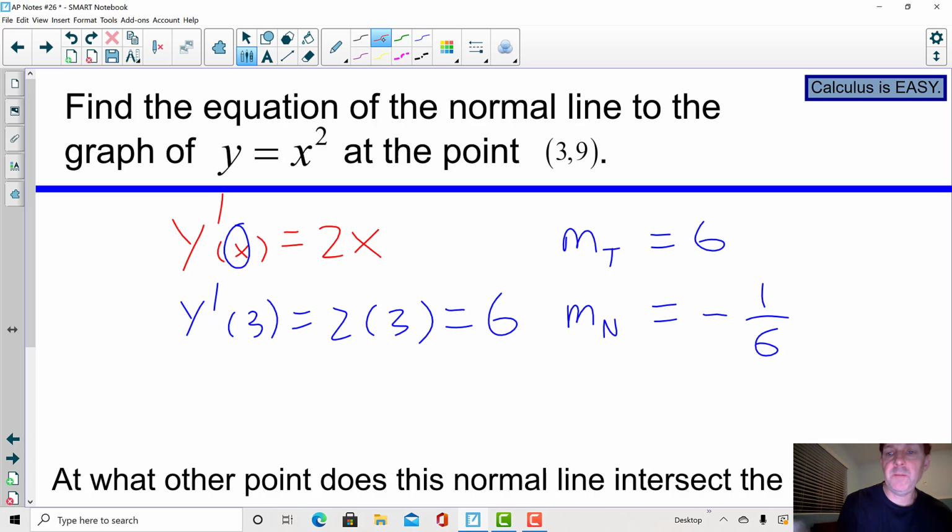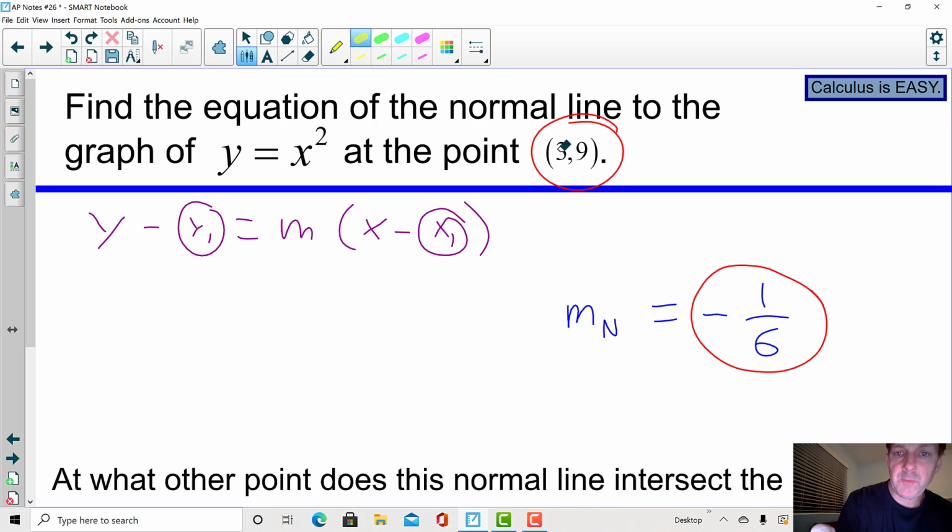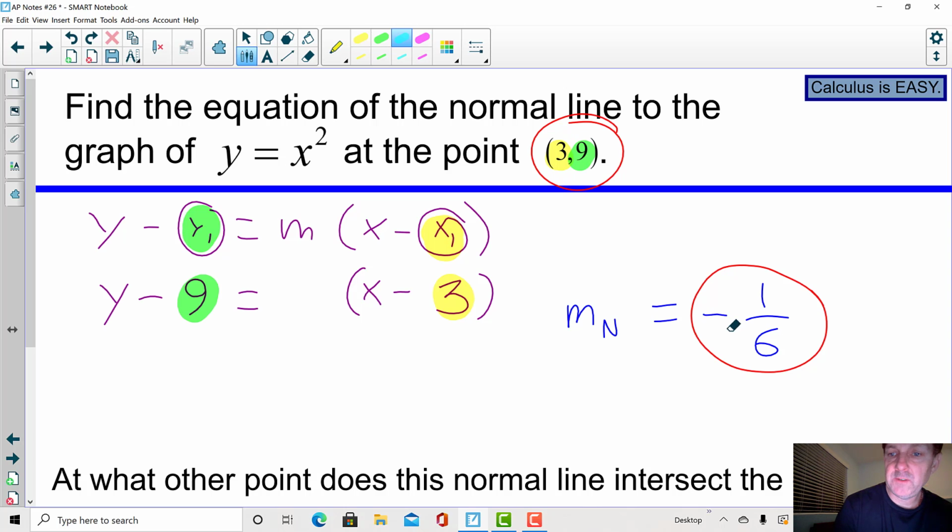Okay, now I have everything I need. I have the slope that I need for my normal line, and I have the point that I need for my normal line. So now let's go ahead and write the equation of my normal line. Okay, equation of a line. I'm going to put my x value of 3 right here. And I'm going to put my y value of 9 right here. Now I'm going to use my slope of negative 1/6. And I'm going to put that right here.